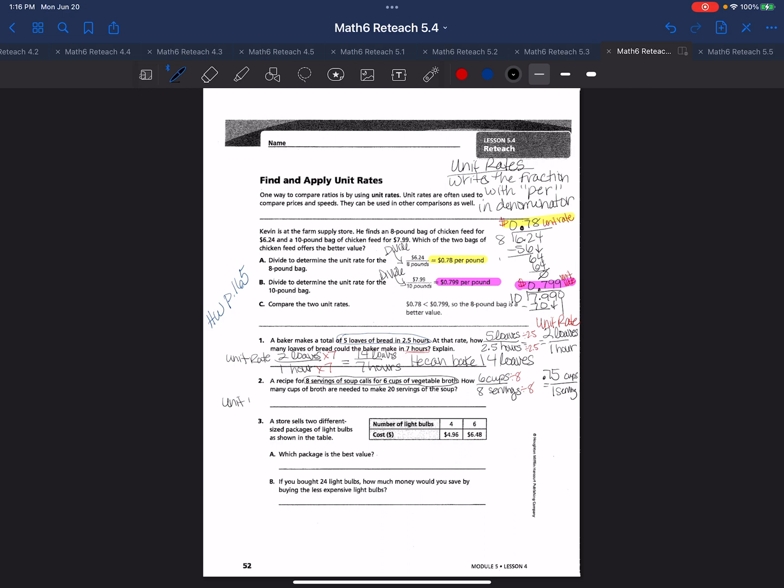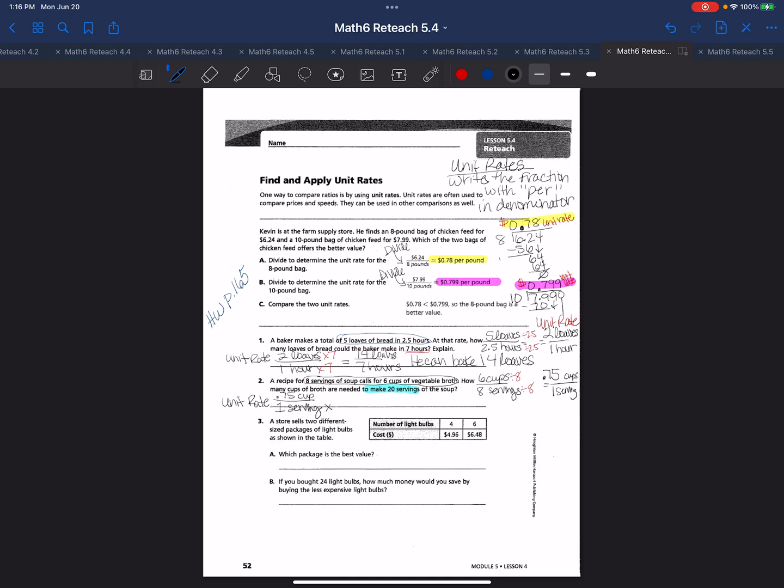All right, here we go. Unit rate. That is going to be 75 hundredths of a cup over 1 serving. Now the problem is asking me, how much can we do for 20 servings?